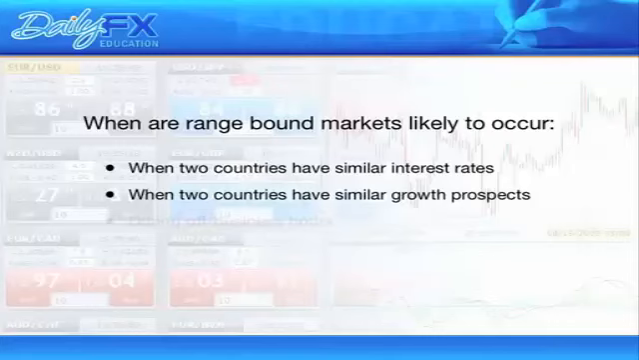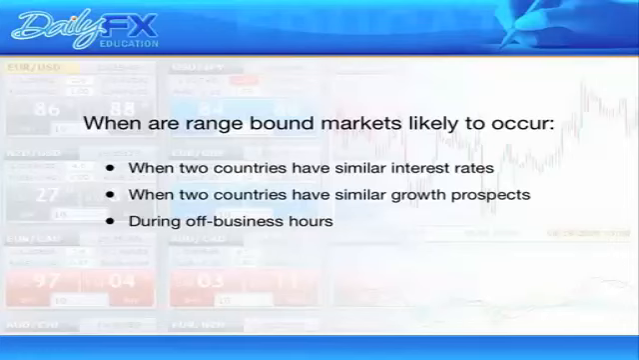In addition to the macro conditions we just discussed, it's worth noting that range-bound price action can also appear at times when trading volume is reduced. For example, during off-business hours, like the overlap of the US session and the Asian session, trading typically does slow down significantly. Such a reduction in volume typically causes price action to stagnate, meaning ranging conditions can form.